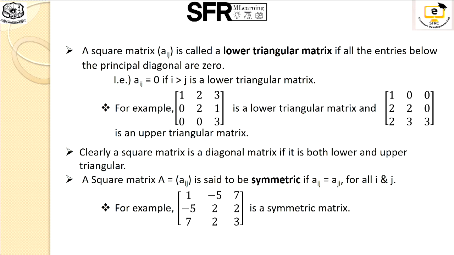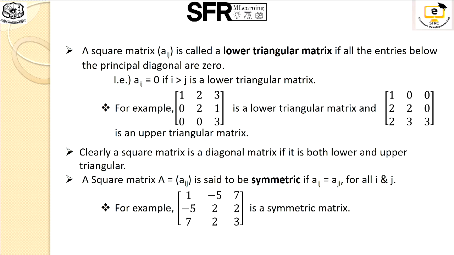Therefore, we can combine the upper triangular and lower triangular matrices to define the triangular matrix. A square matrix is said to be a triangular matrix if it is either lower triangular or upper triangular. Now the next definition, that is symmetric matrix.